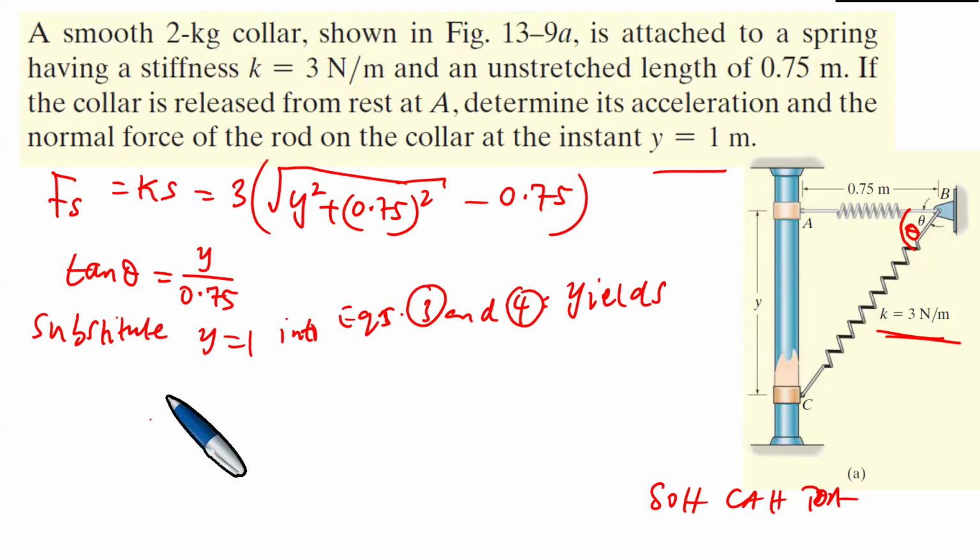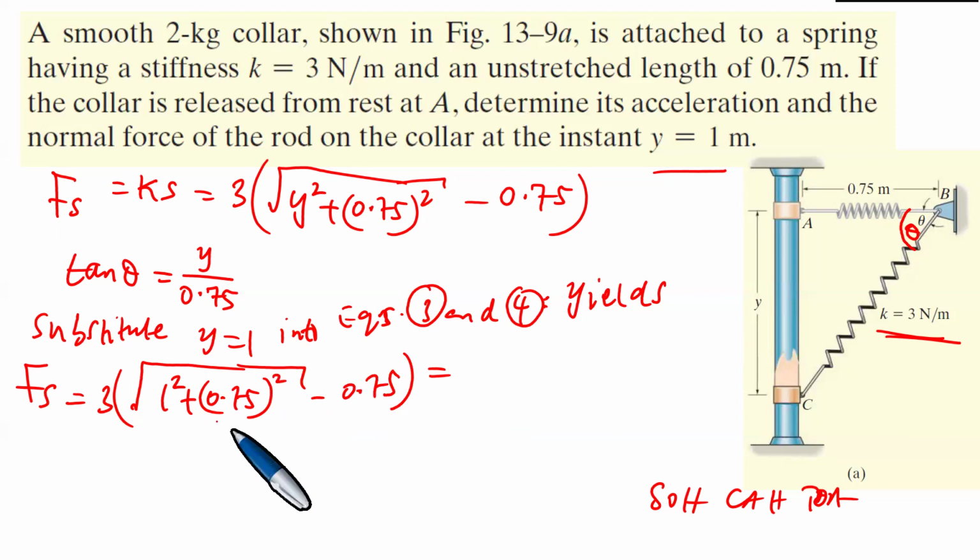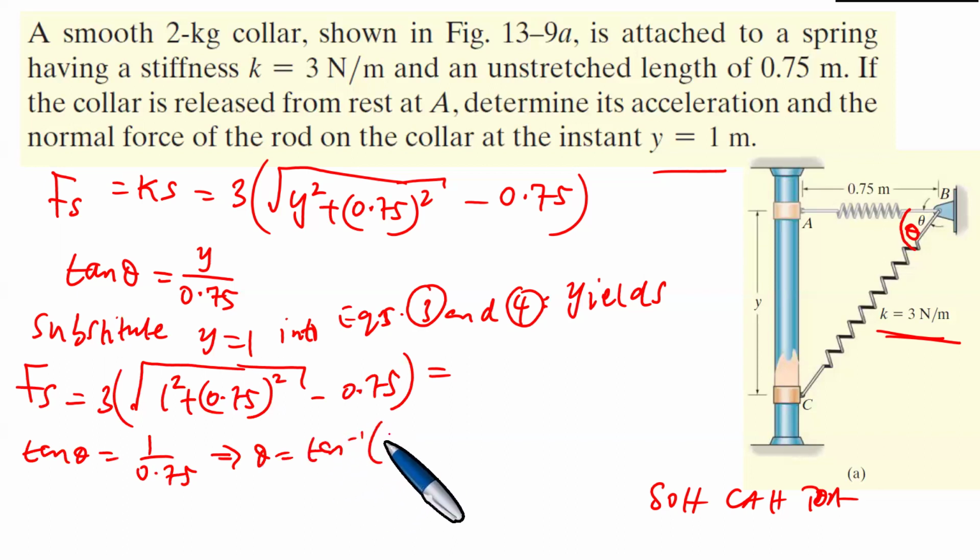Right, and now the Fs is 1 squared plus 0.75 squared, minus 0.75. Okay, we're going to get an answer here. And then here we have tan theta, which is 1 divided by 0.75. And theta therefore becomes arctan of 1 divided by 0.75, and then you get the answer here.